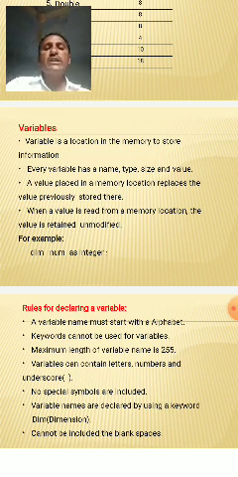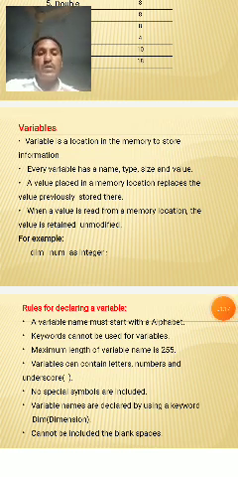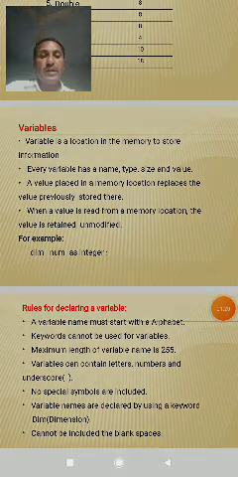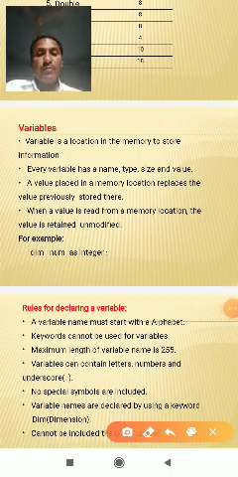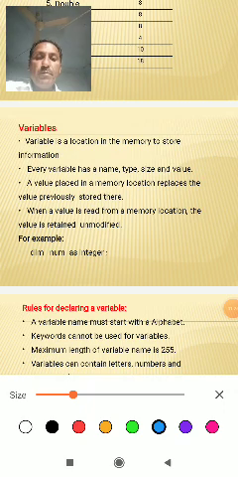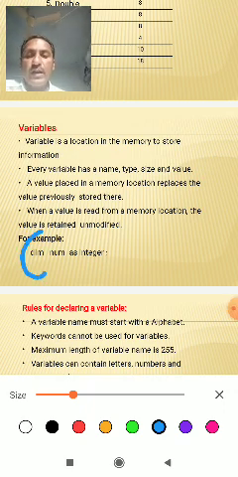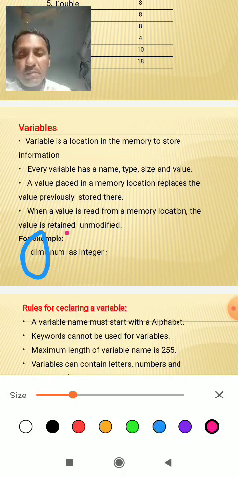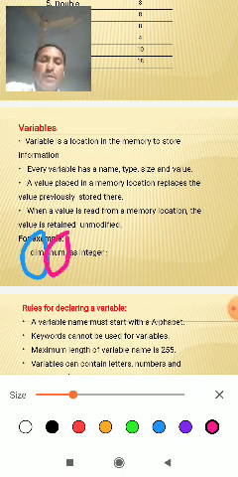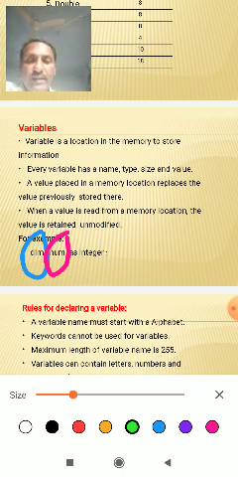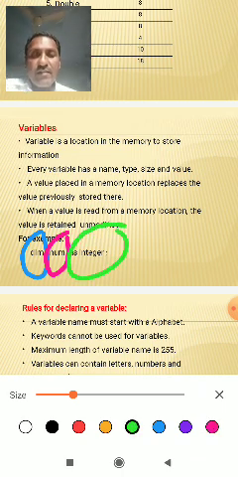When a value is read from a memory location, the value is undefined. For example, Dim means dimensions, and num is a variable name. This is an integer, it has an integer value.